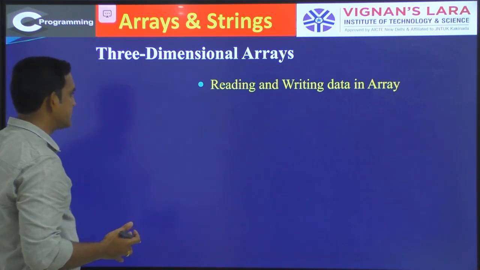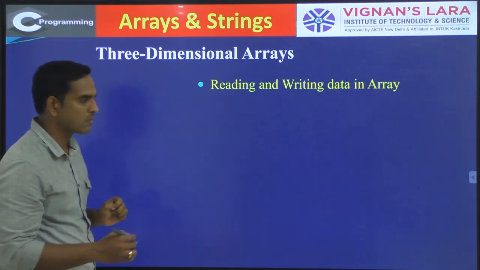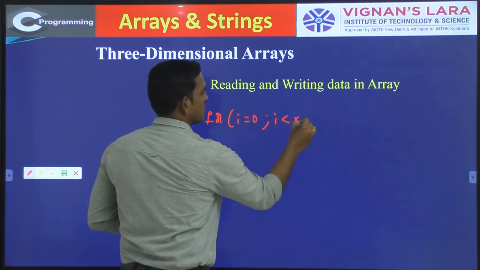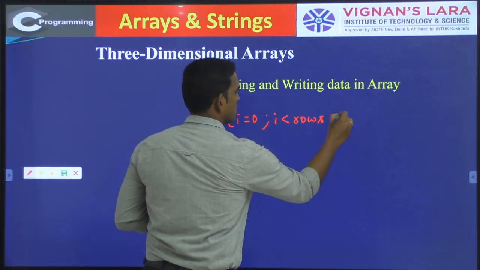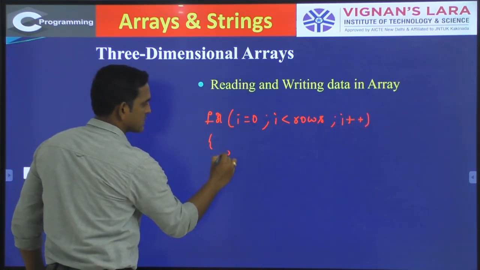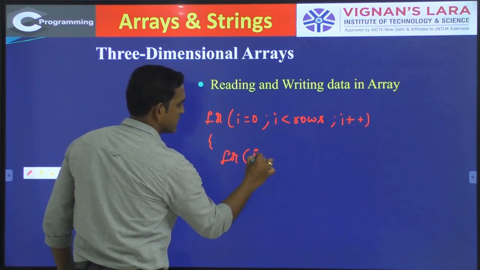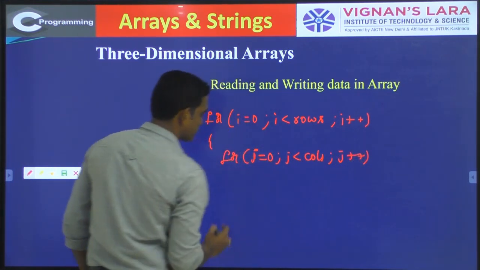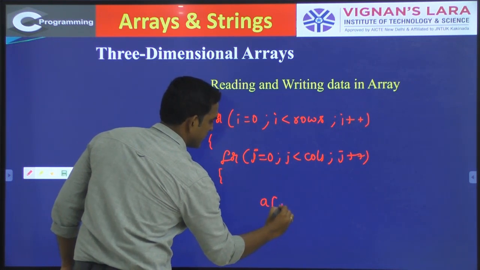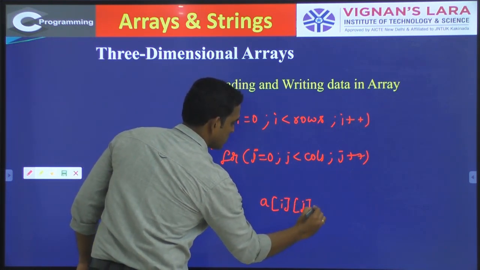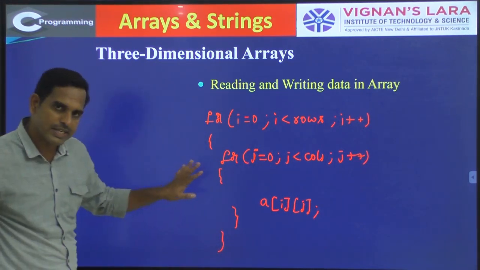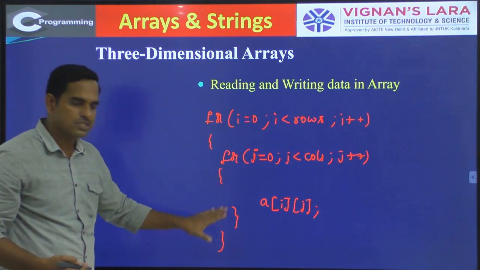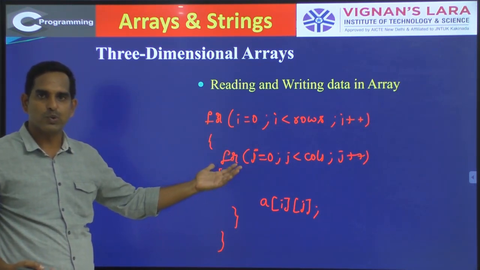And how to read and write data from 3-dimensional arrays? As I told you, in a 2-dimensional array I am specifying the rows, next I am specifying the columns: j equal to 0, j less than columns, j plus plus. We are using a[i][j] here. So this is how you will be reading. If you want reading, I will be specifying scanf. If I am writing, I will specify printf. So this is how you will read and write for your 2-dimensional arrays.